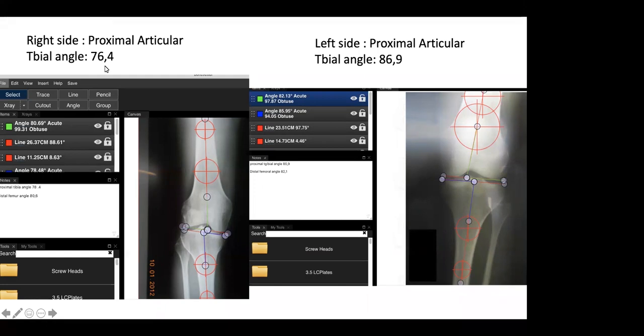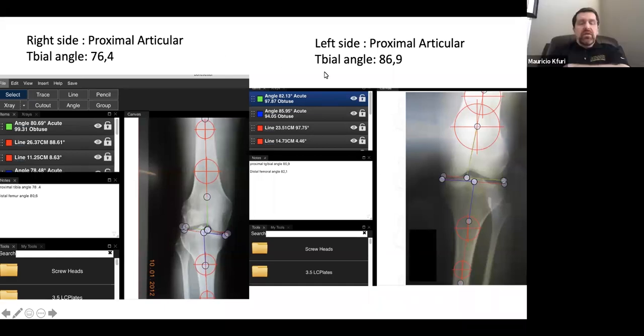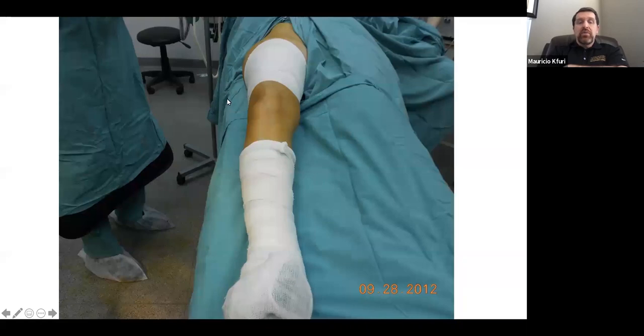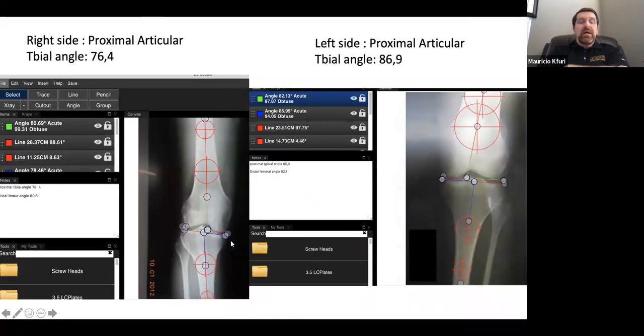Maurizio, what do you think about these angles? So we have a 76.4 degree angle on the right and 86.9 on the left. Thank you. So as you can see on the left side, first thing to observe is that the joint is very parallel to the floor, or it's a kind of perpendicular alignment to the floor. And if you look to the right side, the joint line is oblique. And the obliquity here is explained by the reduced MPTA. It's reduced by 10 degrees approximately.